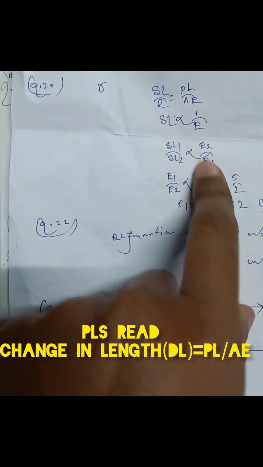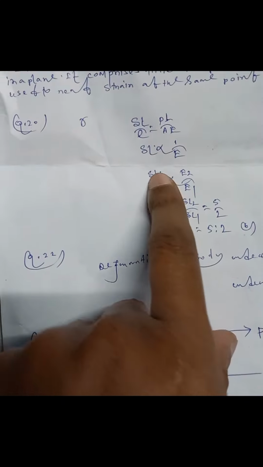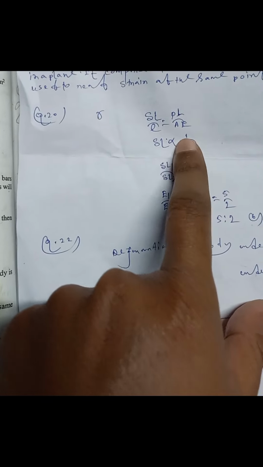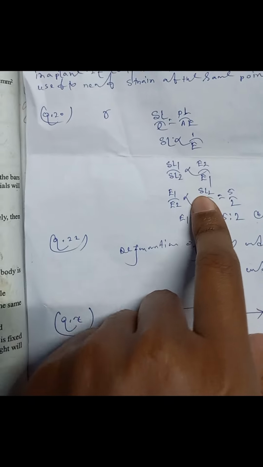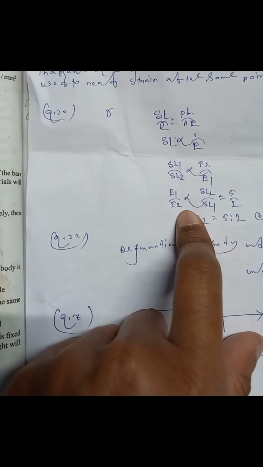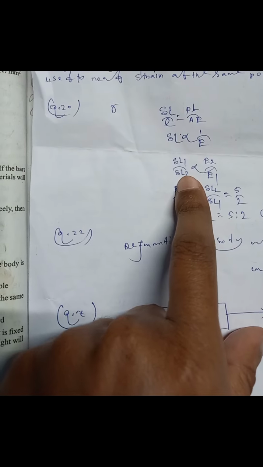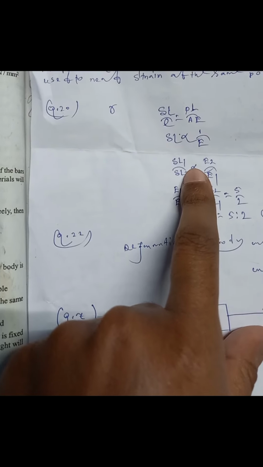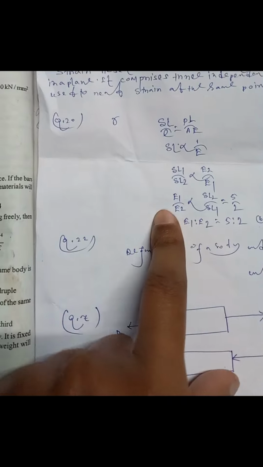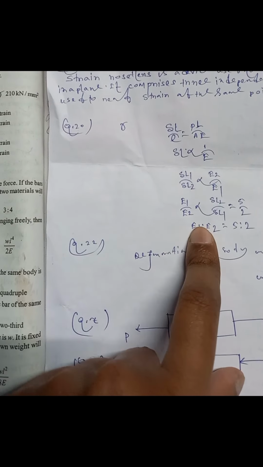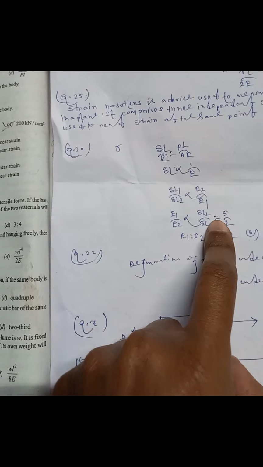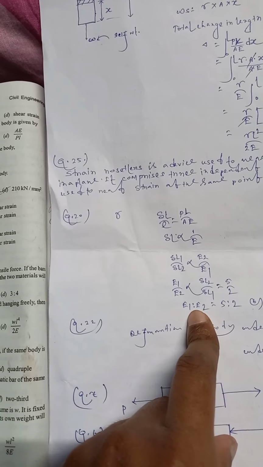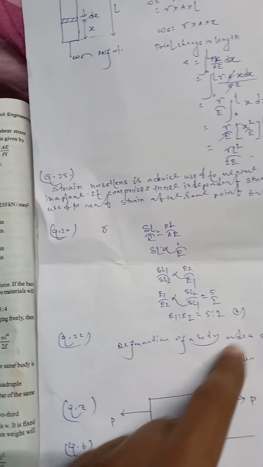From Hooke's law calculation, we can see that del L is inversely proportional to E, the Young modulus. So friends, del L1 by del L2 is proportional to E2 divided by E1. So the Young modulus E1 by E2 will be proportional to del L2 by del L1. So 5 by 2. So E1 is to E2, 5 is to 2, B.